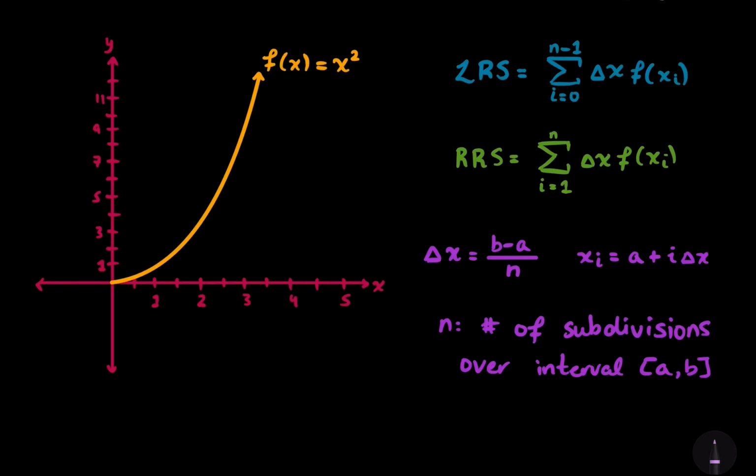So in today's video, we're going to look at how we can represent left and right Riemann sums by using summation notation or sigma notation. And so here we have two general formulas.